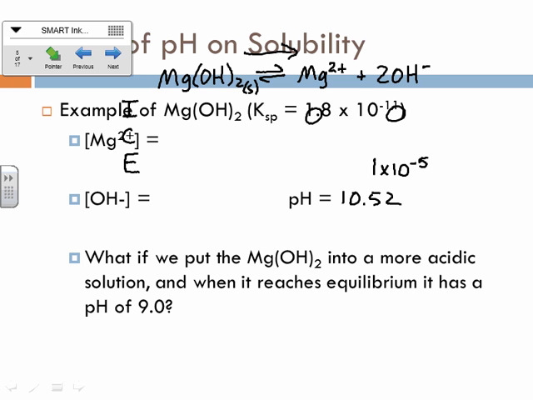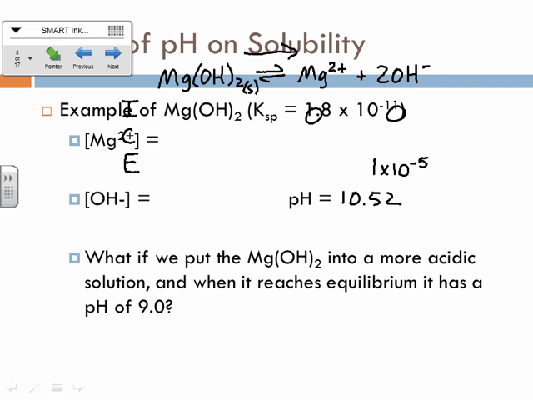Okay, does that make sense? Because our pH is 9, our pOH is 5, so our OH minus concentration at the end is 1 times 10 to the negative fifth, okay? That means now we don't have to work with X's and stuff like that. We can figure out our Mg2 plus concentration based on this, right?